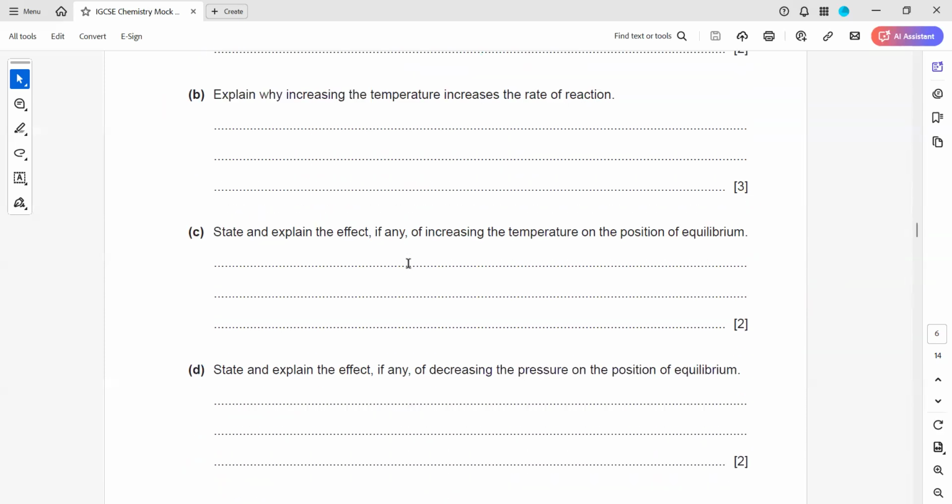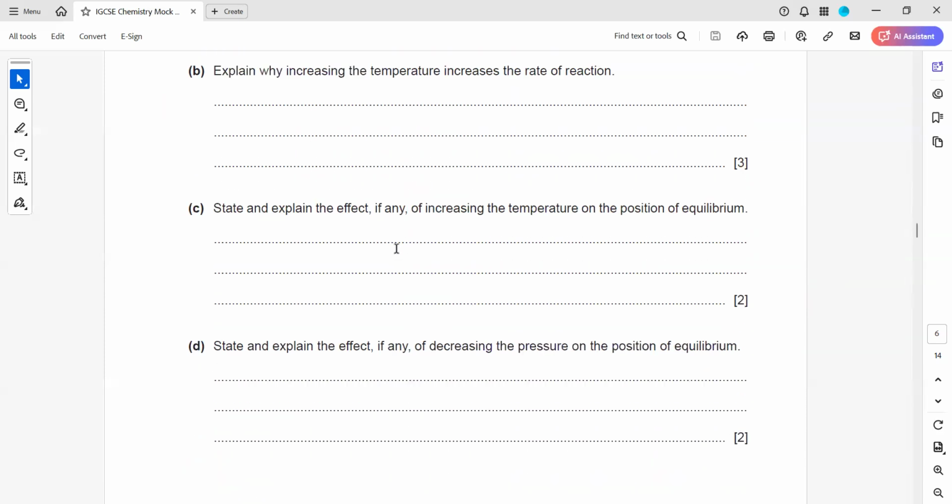Explain why increasing the temperature increases the rate of reaction. So again, the same structured answer: higher temperature, more energy, greater kinetic energy, more successful collisions, and a greater number of particles with energy more than activation energy. This is a structured answer, and in almost every past paper you will see such a question.